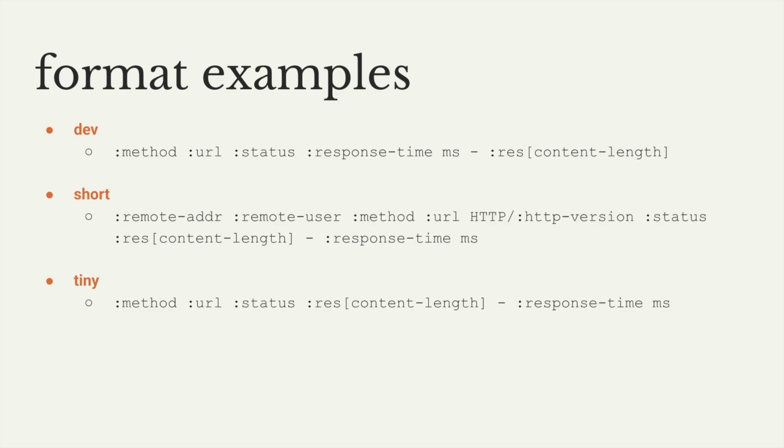If we go over here, we could see the specific tokens that they show. So for example, here in dev, we keep track of method, URL, status, and other relevant information like that. And here we could see what's going on with short and tiny.